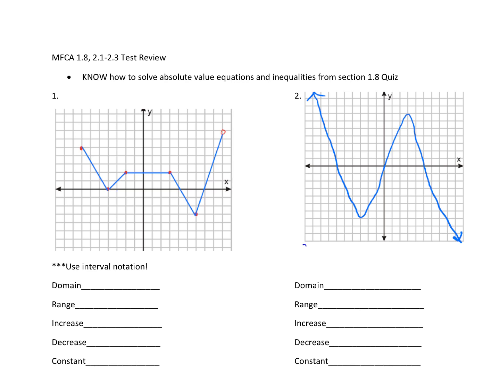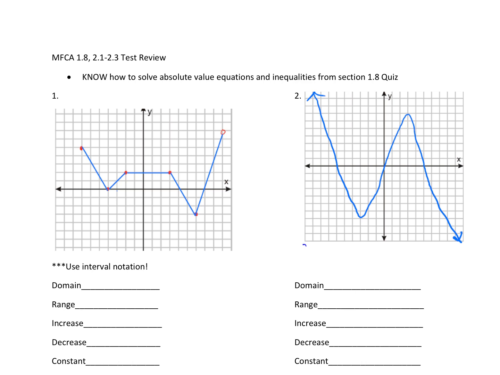Your review covers sections 1.8, 2.1, 2.2, and 2.3, which are the sections that are on your test. It starts with identifying this information from these graphs. So you're going to be given a graph. You're going to be asked for your domain, your range, your increase, your decrease, and your constant. Your domain is your x values that are covered by the line that's drawn on that graph. Your range are the y values that are covered by the line that's drawn on that graph.